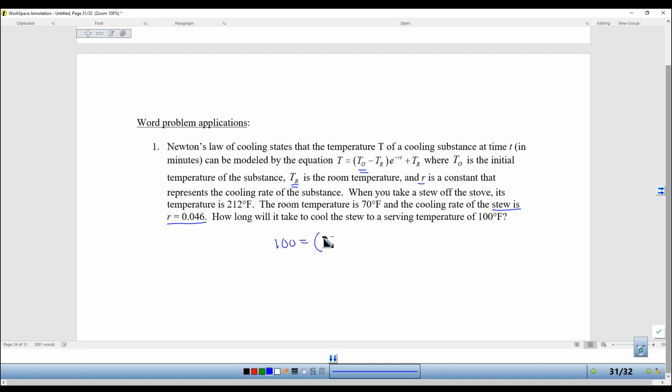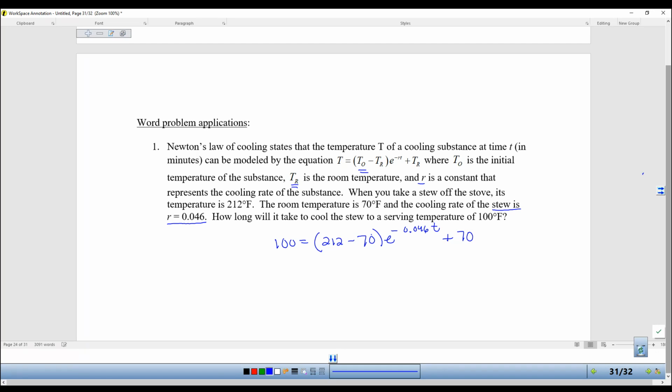My original temperature is 212. The room temperature is 70. And I'm going to multiply that by e to the negative 0.046. Make sure you get that correct. And then time, that's what I don't know. I want to know how long it's going to take, plus TR again. I know we've already used that. It's in the formula twice.